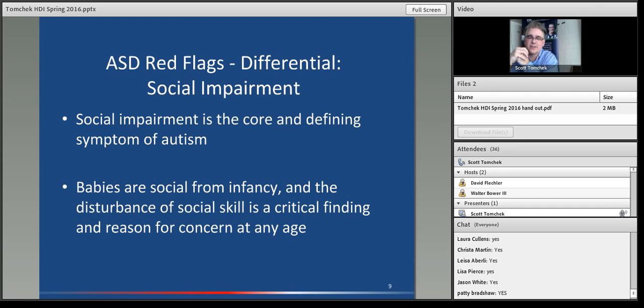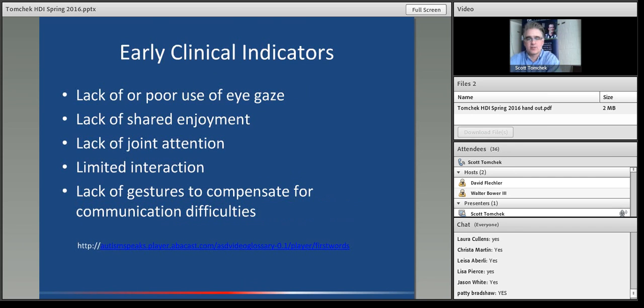They also oftentimes lack shared enjoyment. At a real early age, when children start to sit up, you build a big tower and you knock it over, and the kids think it's the best thing since sliced bread, and they laugh and hoot and holler and look at you and share that enjoyment with you. Often, the frequency of that is markedly reduced.